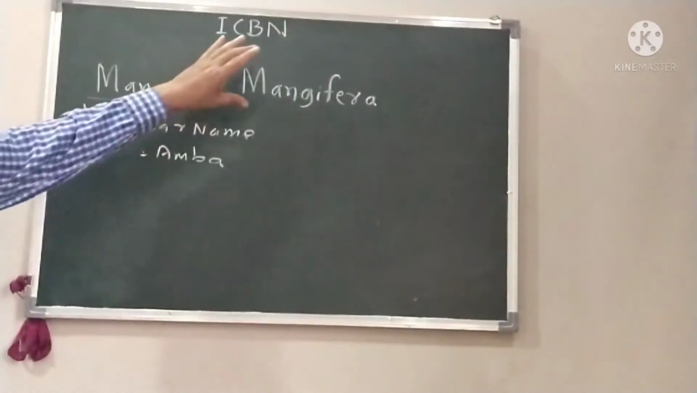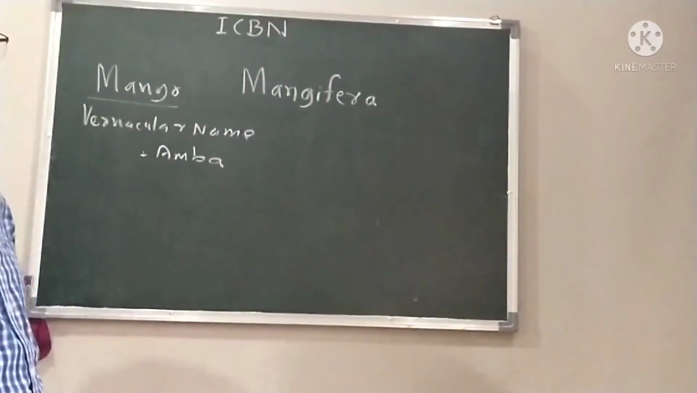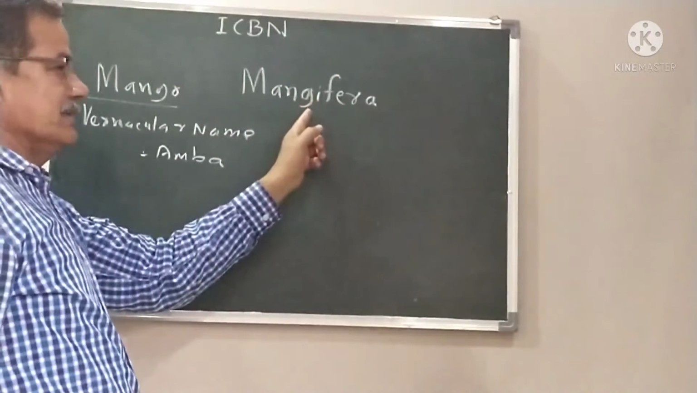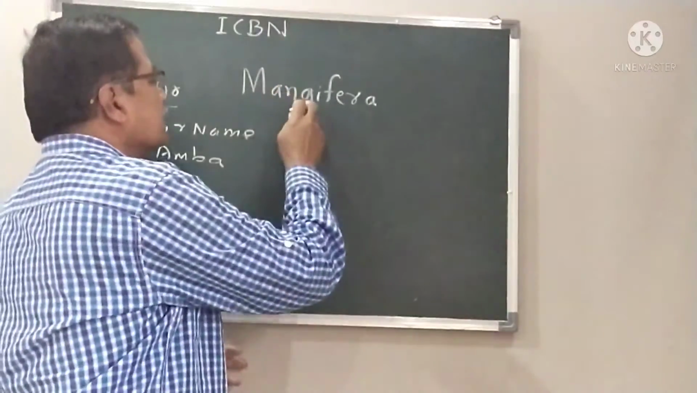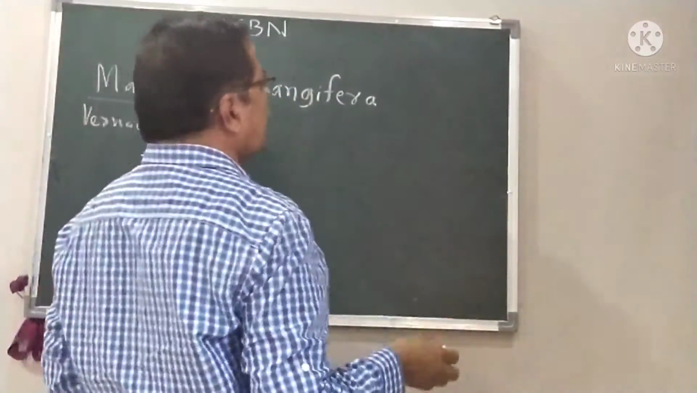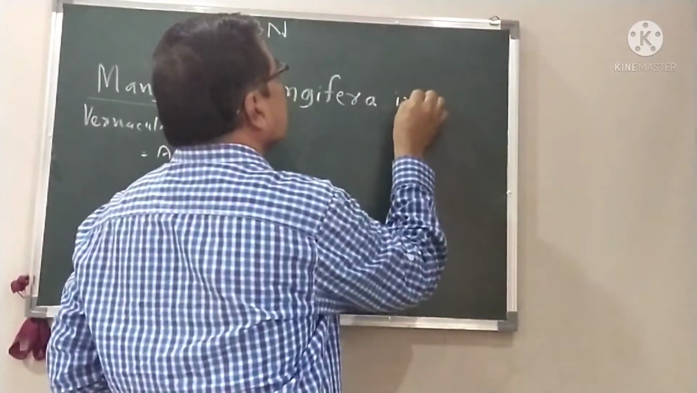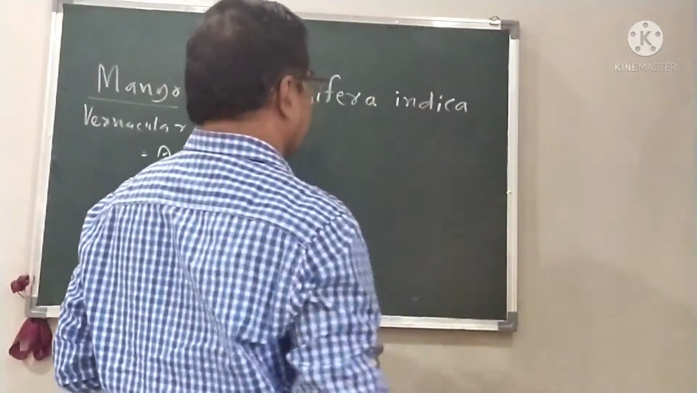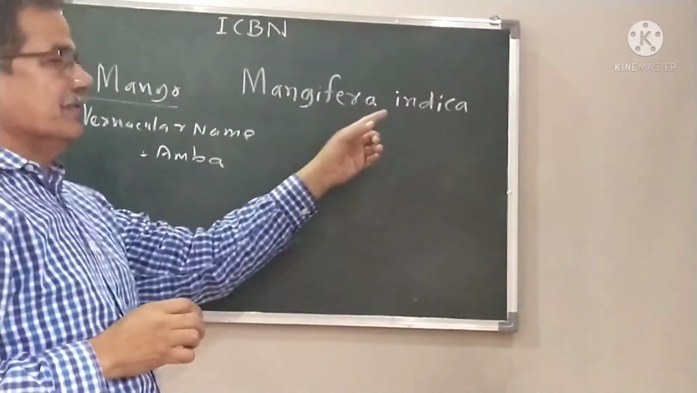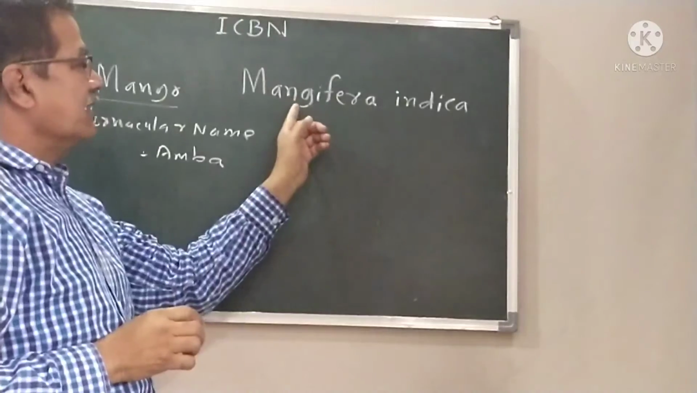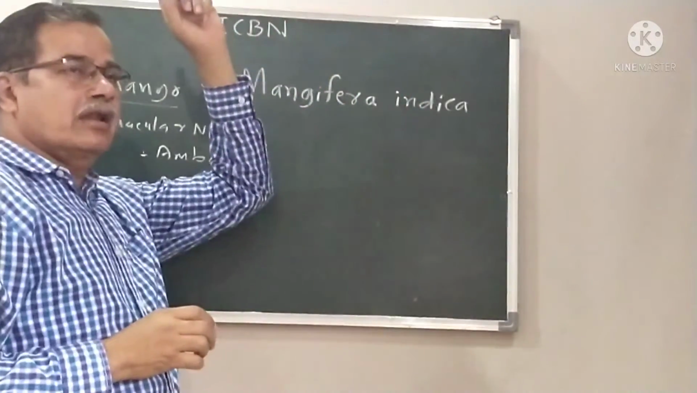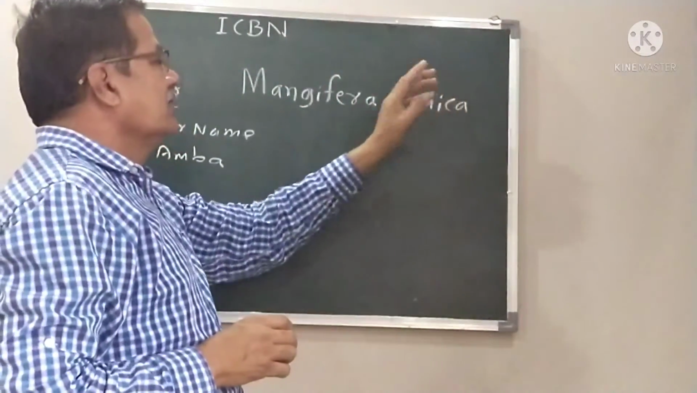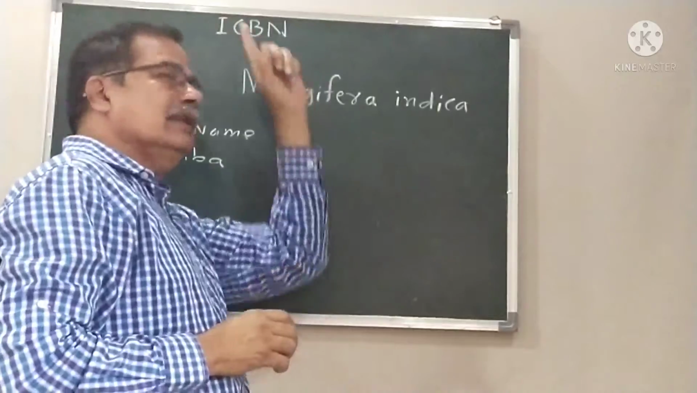This is the genus name. Throughout the world, mango has the same genus, Mangifera. But this Mangifera genus differs by different species. Mangifera indica, that is the mango. This Mangifera indica, the rules and regulations laid down by the person who first identified the species of the Mangifera in India.